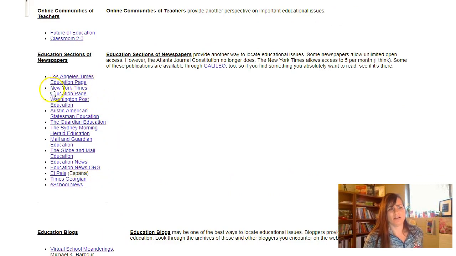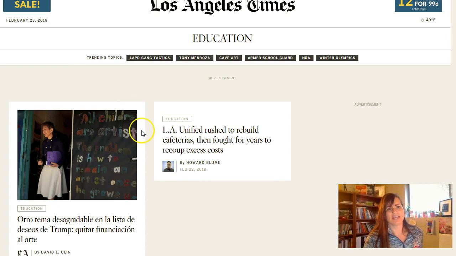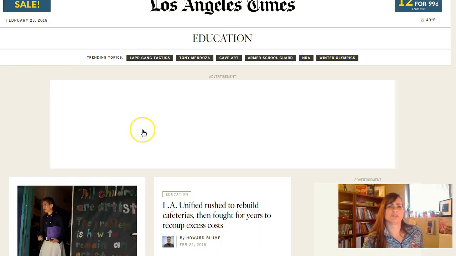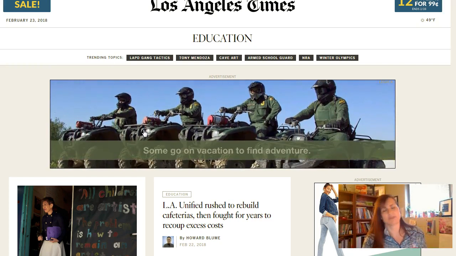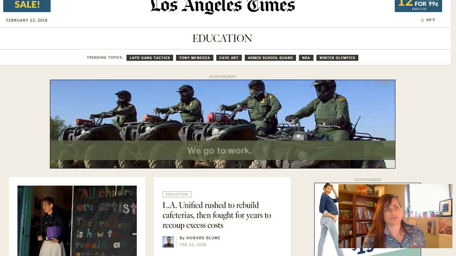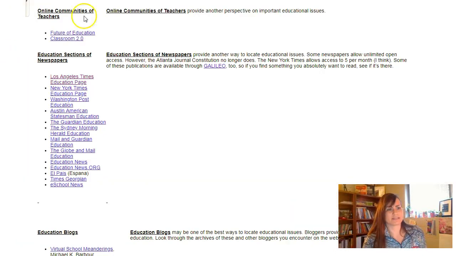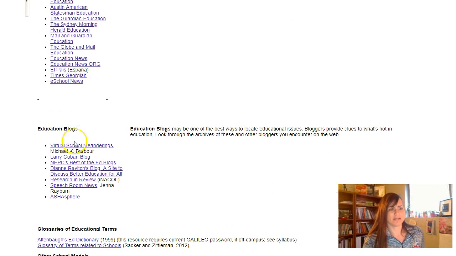Also down here are all links to newspapers. So for instance, the Los Angeles Times. It actually takes you to the actual website, so you can see what's going on over there in Los Angeles, and it doesn't have to be in Georgia, but anything that school districts are battling and schools are battling. So it can take you to any of those different places.